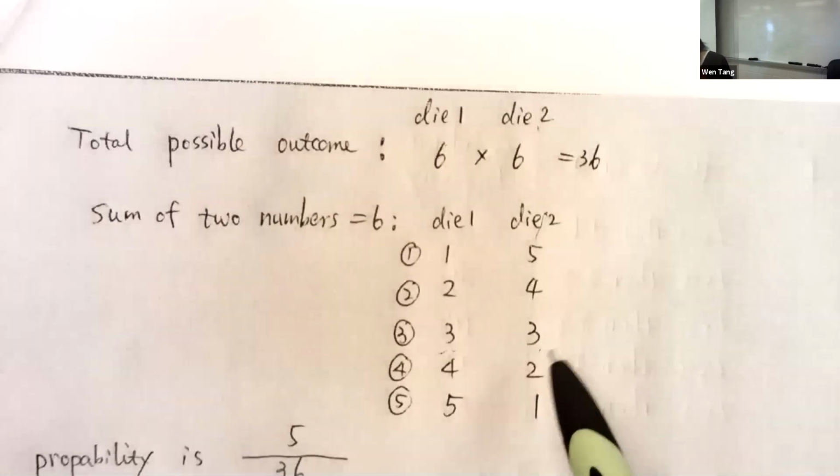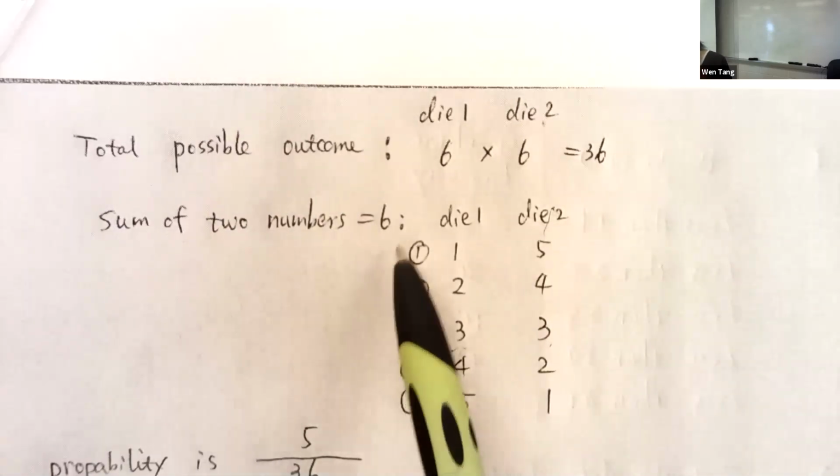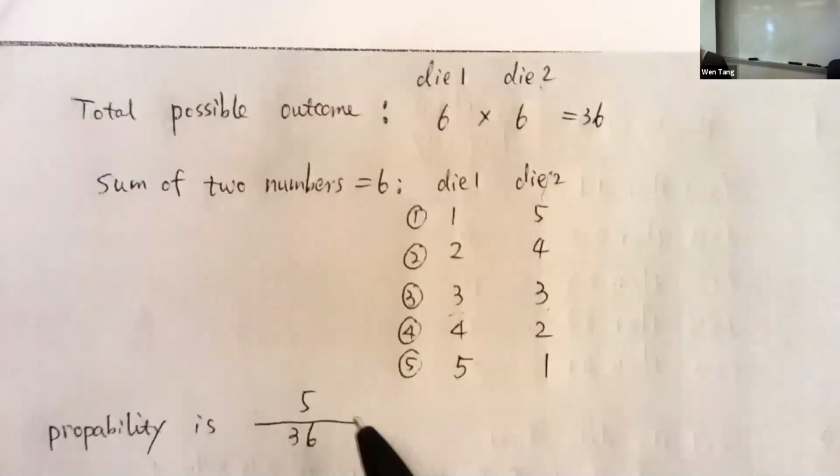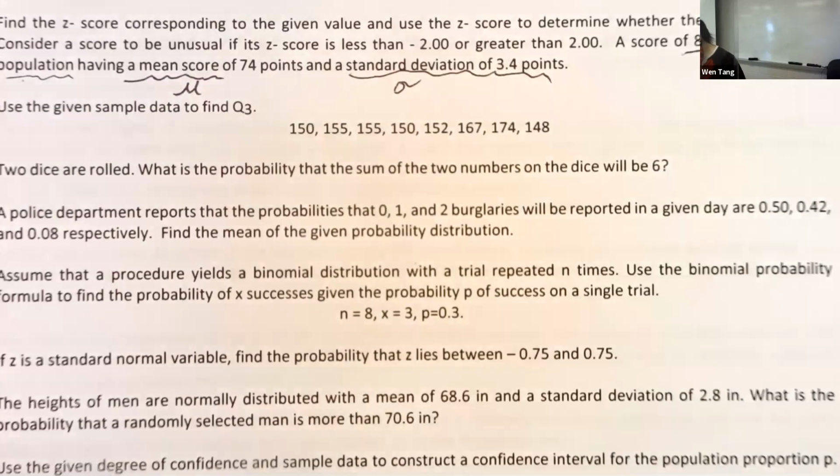5 cases where the sum of the two numbers equals 6. So the probability will be 5 cases over the total outcomes 36. So the probability will be 5 over 36. Now let's check the next one, number 7.